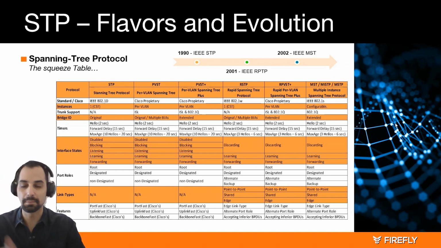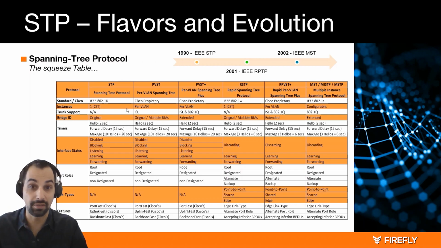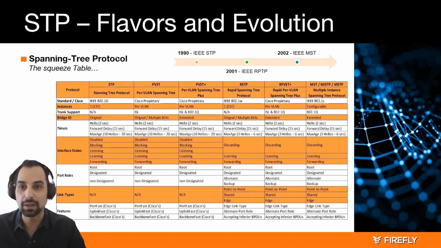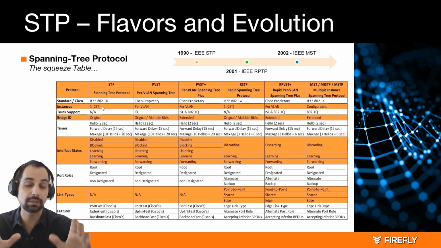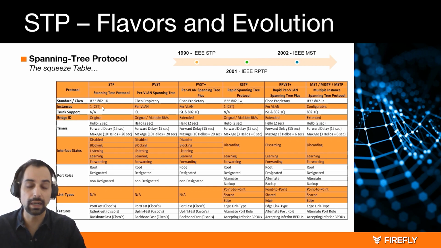So in this case, this is a huge table, but I'm trying to summarize or squeeze in all the flavors and evolution of spanning tree for almost the last 35 years, more or less. So here we start with spanning tree, the regular spanning tree, 802.1D, which has only one instance, a common spanning tree. This basically means that on my physical infrastructure, I'm going to calculate a spanning tree as we saw before, and that's going to be my topology for basically everything that is running on my network.